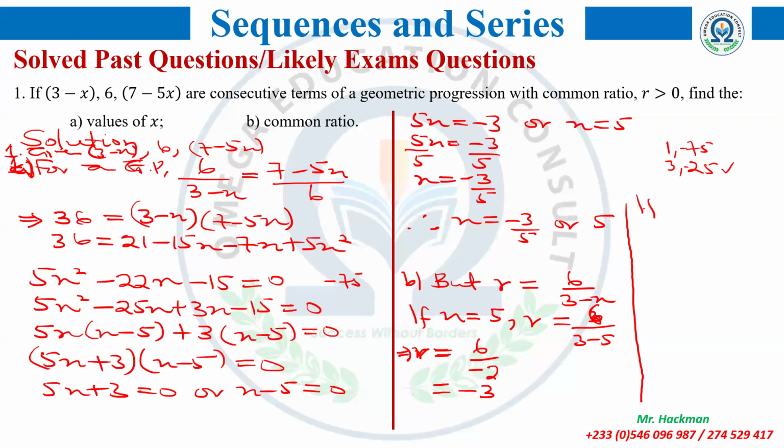So if X is equal to the second value, minus 3 on 5. Did I say R? X, forgive me. Your R will be equal to, let's go and substitute. So 6 over, here we are going to get 3 minus minus 3 on 5, which gives us plus 3 on 5. Is that clear?